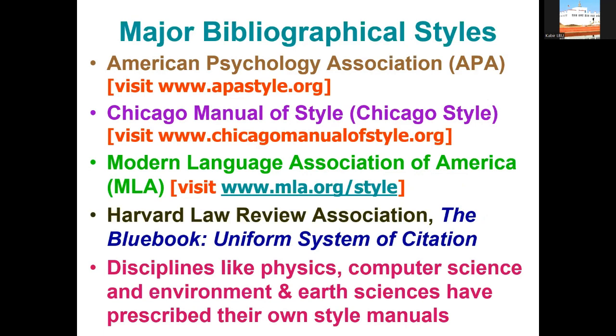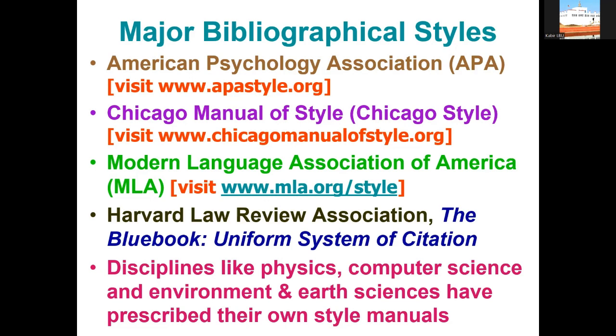So see, there are only three which are more common nowadays. That is the American Psychological Association, APA system. You can go through the website also, www.apastyle.org. There is another, the Chicago Manual of Style, Chicago style. There is a website also, chicagomanualofstyle.org. And the third is the Modern Language Association of America, MLA system. That has also been given, www.mla.org/style.